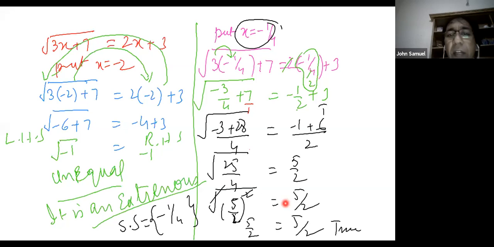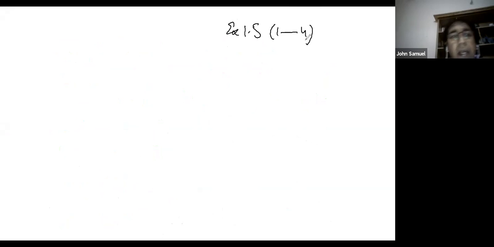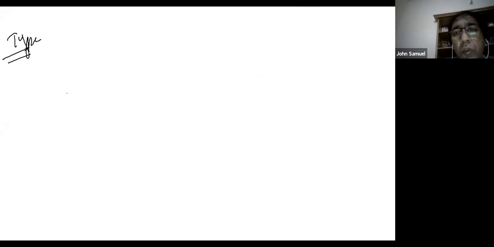The relevant questions to this one, as I told you in the beginning, are in exercise 1.5, sum numbers 1 to 4, which are similar questions. Now we will move to type number 2. I have time, so I could solve it immediately. Don't worry about this one, we'll be able to finish it. So type number 2 we have.